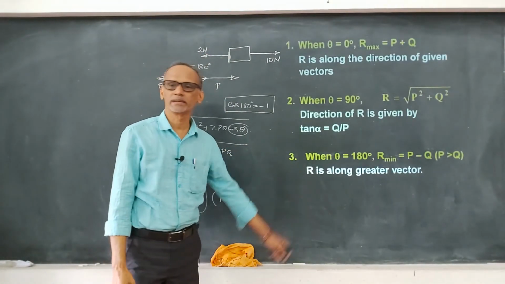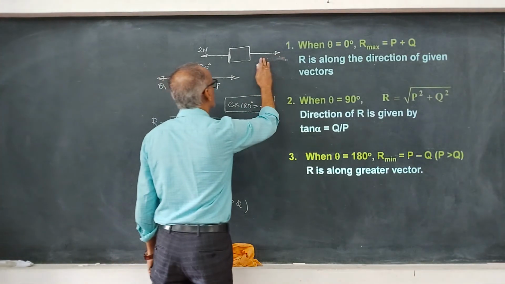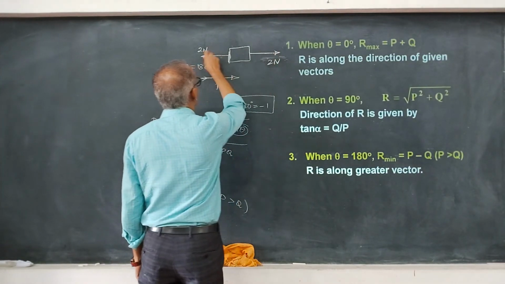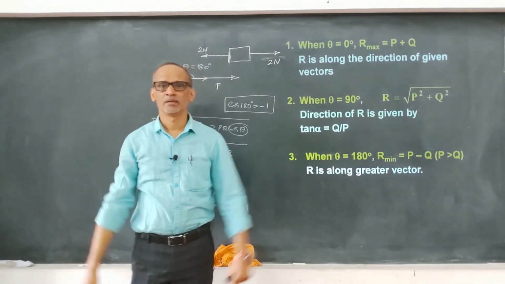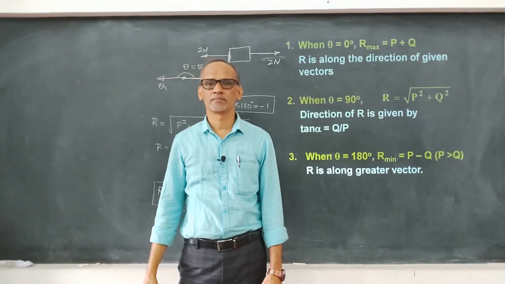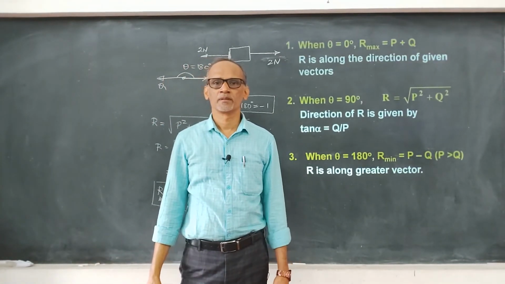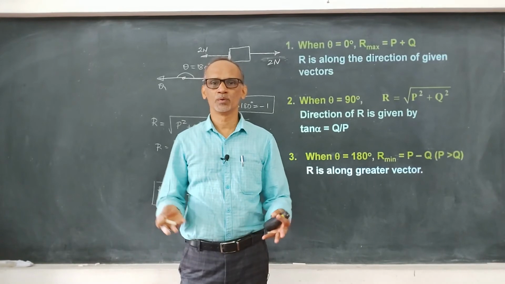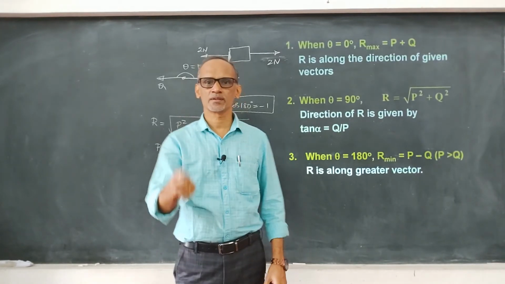R is always along the greater vector. Now what if both of them pull each other with the same force? What happens? Will the block move? No. The block will remain at rest. So that also we can understand.